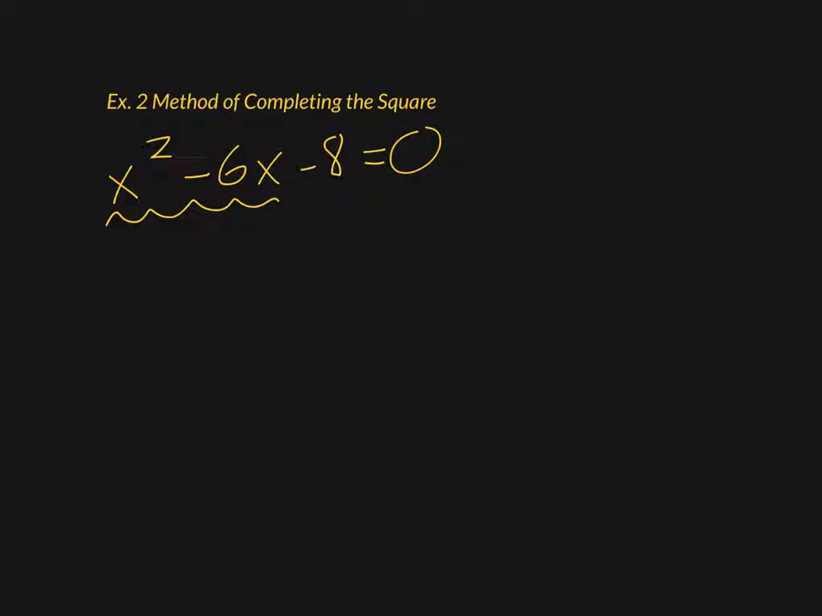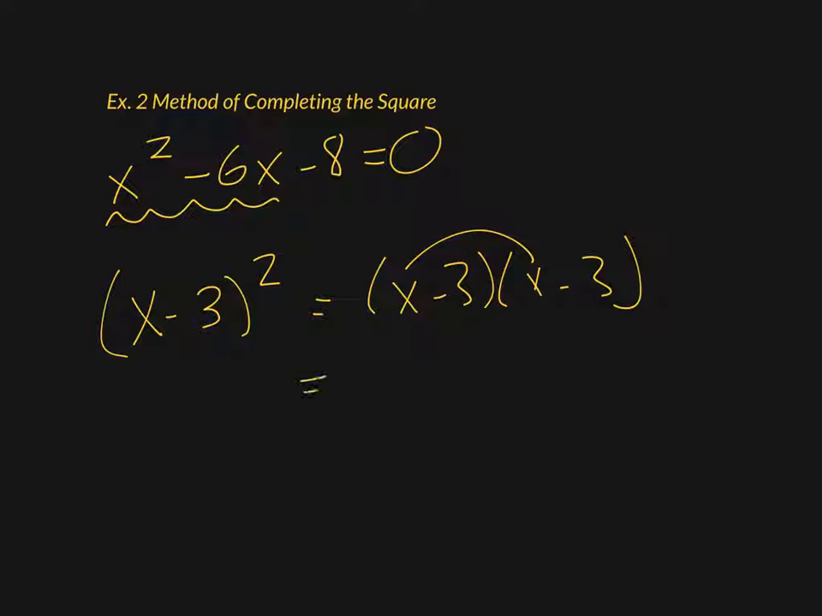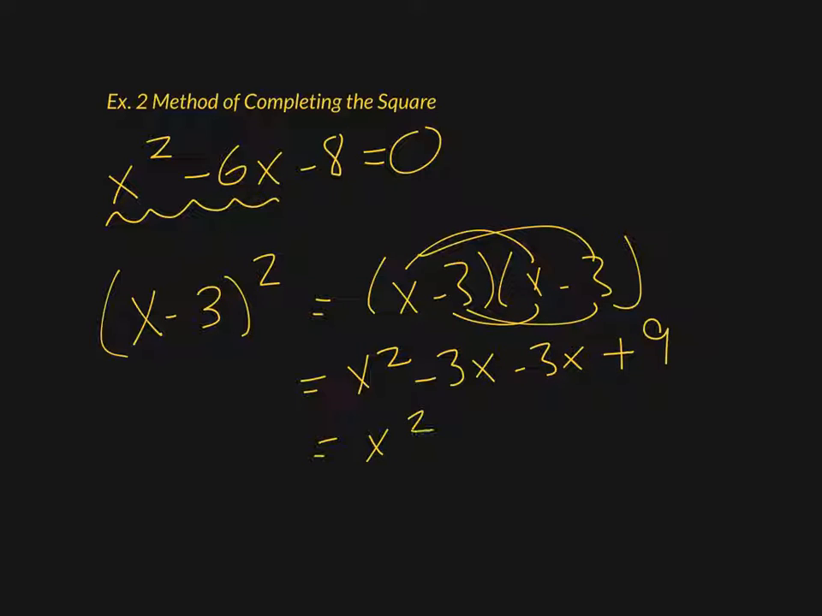So remember when we had things like this special product here, x minus 3 quantity squared. If we FOIL this, we've got x minus 3 times x minus 3, which is x squared minus 3x minus 3x plus 9. So we've got x squared minus 6x plus 9. So here again, you see that x squared minus 6x that we had from the beginning equation. The only difference is that we have a plus 9, or they have a minus 8.